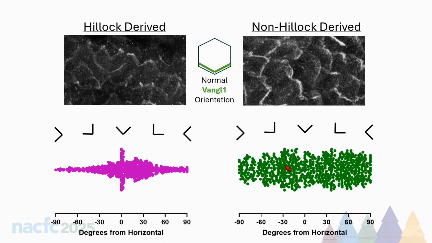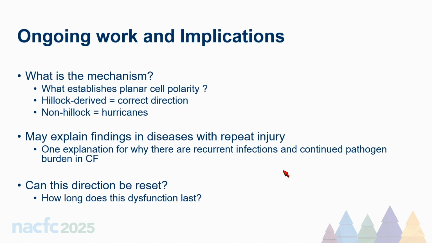So the next question is, what's actually setting up this PCP orientation? I wish I had an answer for you there, but this work's ongoing, so stay tuned. This is a very interesting question that's been elusive for decades, essentially. What is the basic biology behind setting up planar cell polarity across multiple different epithelia in multiple different organisms? Here we have an opportunity, because in the same tissue, we have a hillock-derived epithelium that has the correct direction, while non-hillock-derived epithelium are in these hurricanes. So we may be able to tease this apart based on this cell-specific finding.